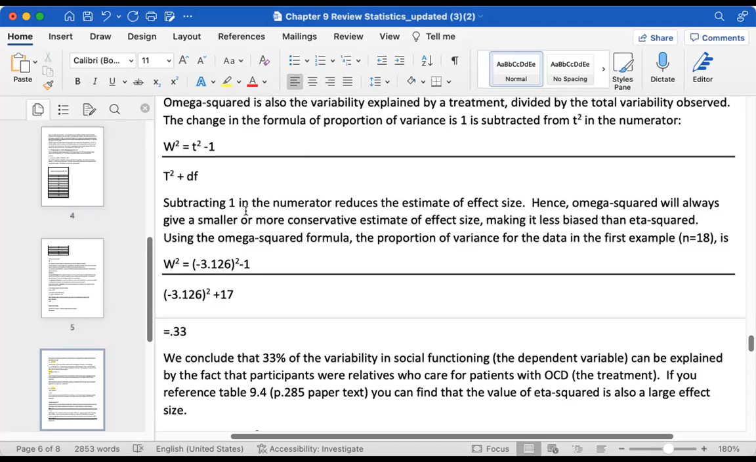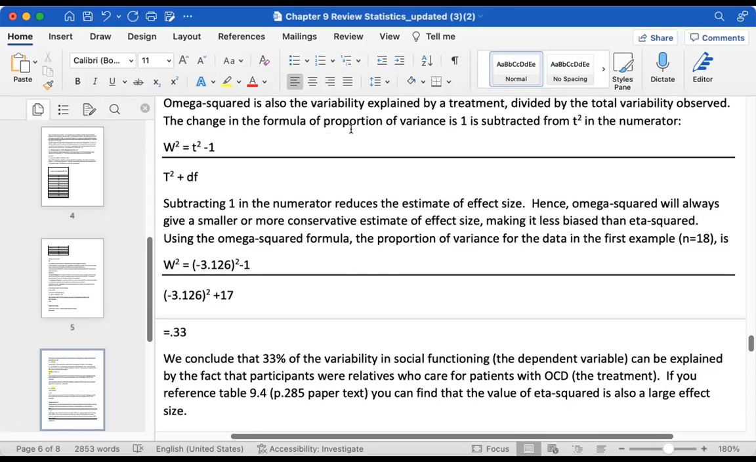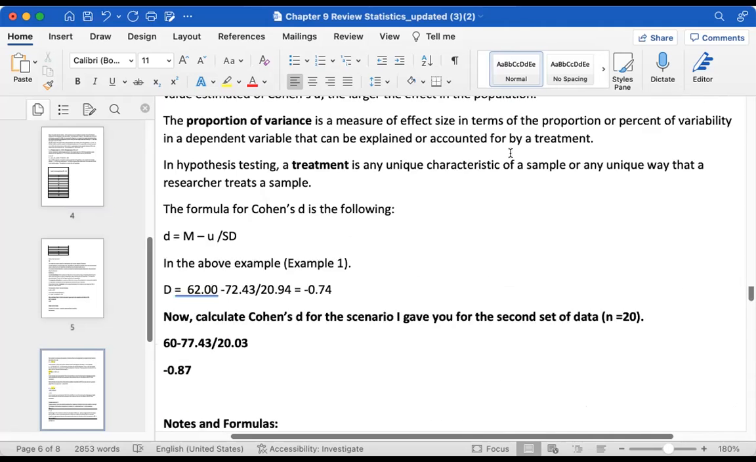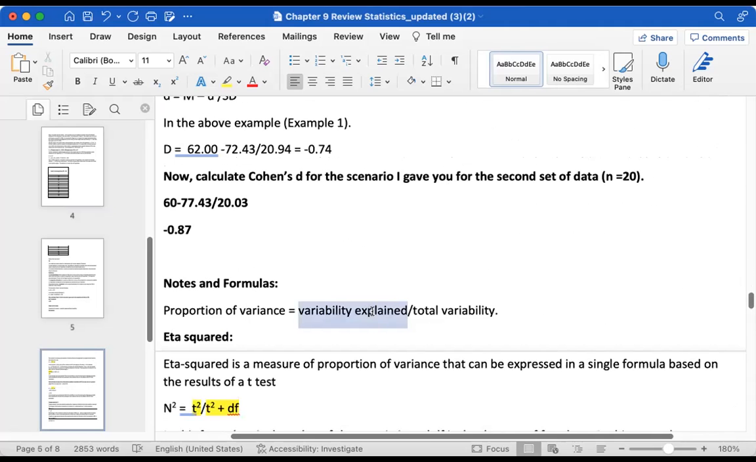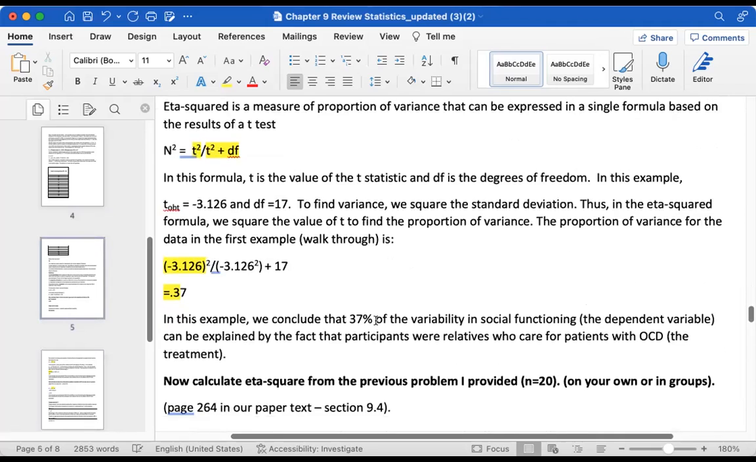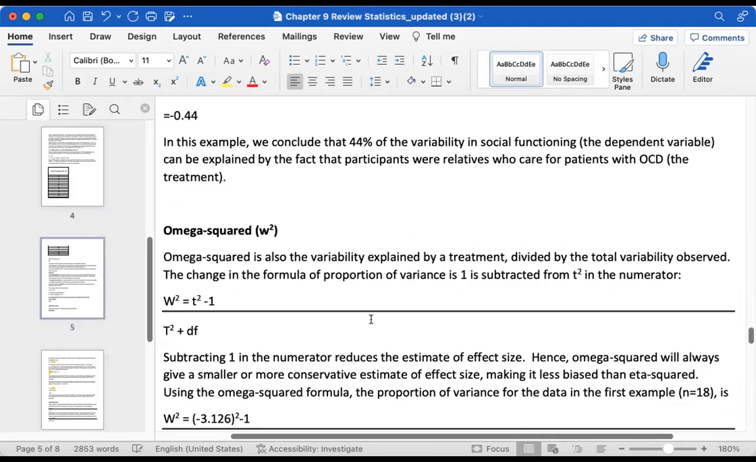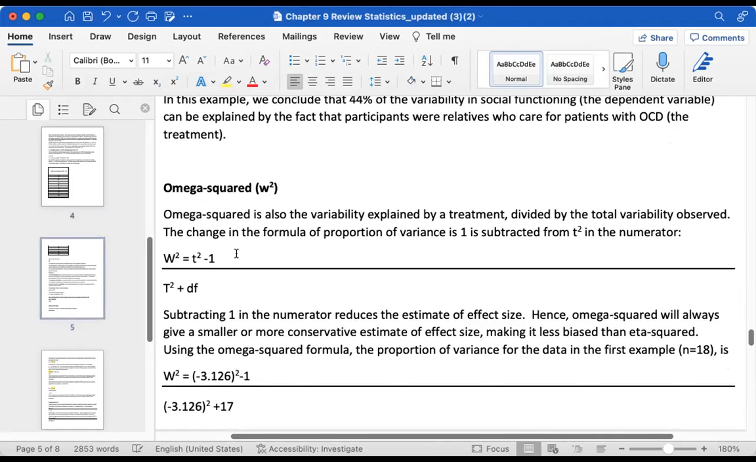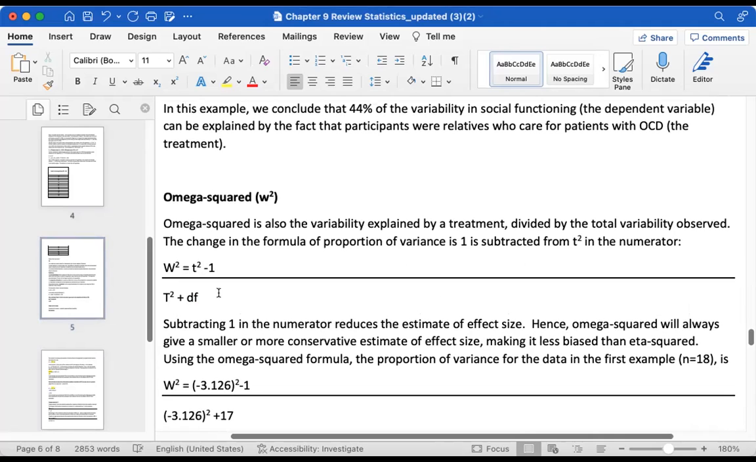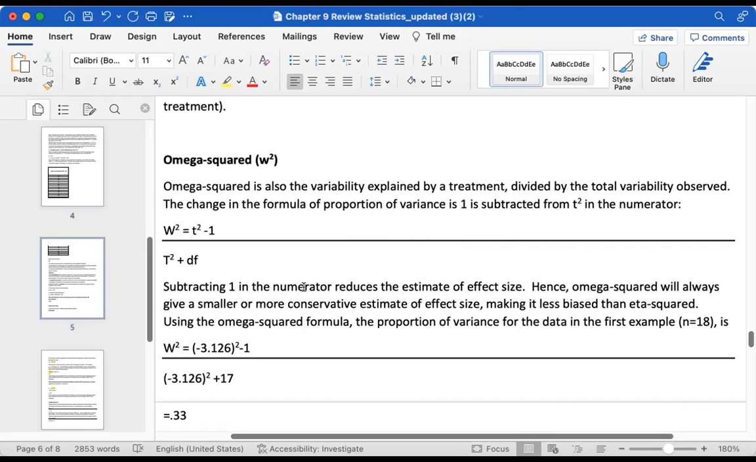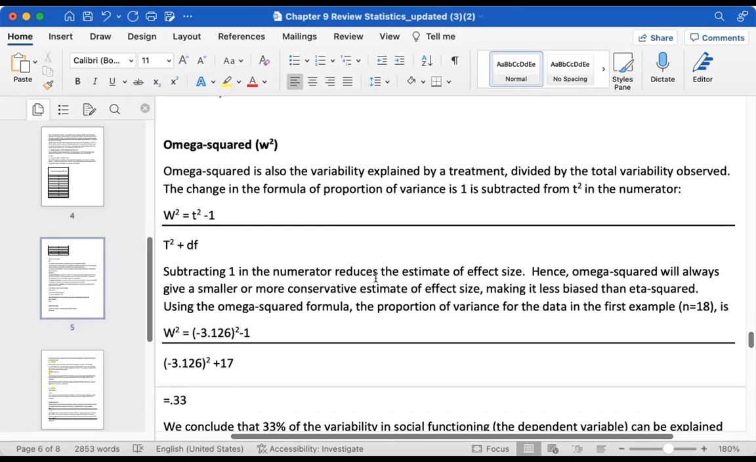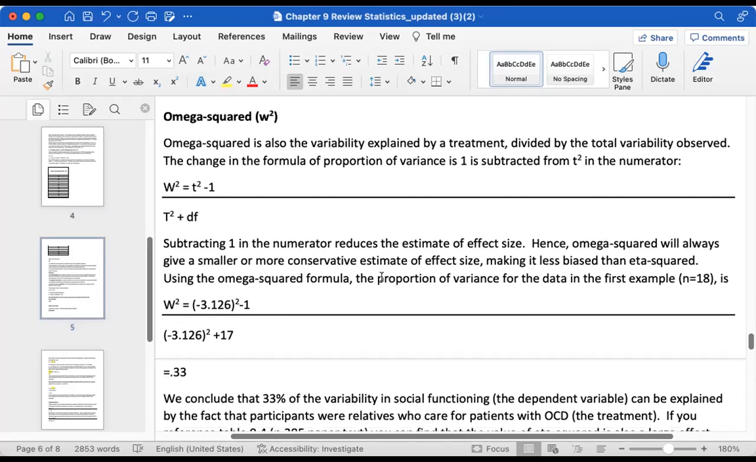Okay. So omega squared is also the variability explained by treatment divided by the total variability observed, which is what we had further up in the notes. So W squared, omega squared, is equal to t squared minus 1 divided by t squared plus the degrees of freedom. Subtracting 1 in the numerator reduces the estimate of the effect size. That's why we do it. Therefore, omega squared will always give a smaller, more conservative estimate of effect size, making it less biased than eta squared.